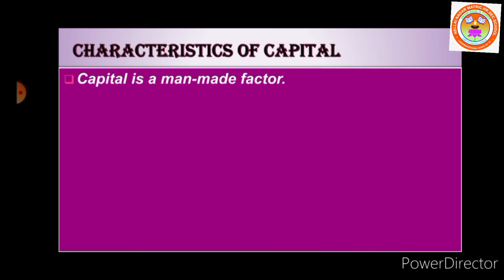Next, let us see characteristics of capital. Capital is a man-made factor. Capital is a man-made thing. Its production and supply is controlled by the efforts of man. Capital is generated when human labor is applied to natural resources.